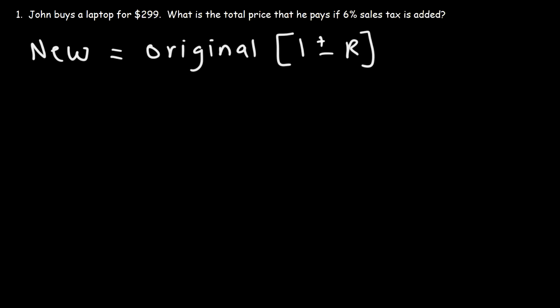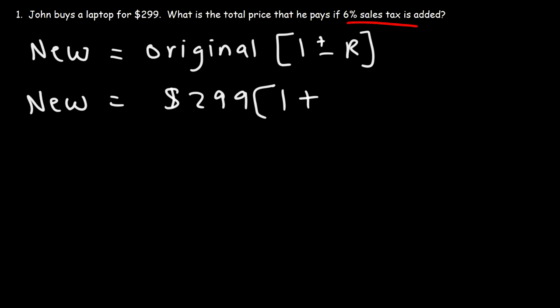But when dealing with discounts, you're going to use the minus symbol instead of the plus symbol, because the new price will be less than the original price if you have a percent discount. So in this example, the new price would represent the total price that he's going to pay. The original price represents the price of the laptop. That's $299. And we're going to use the plus symbol since we're dealing with a sales tax. That's going to increase the total price.